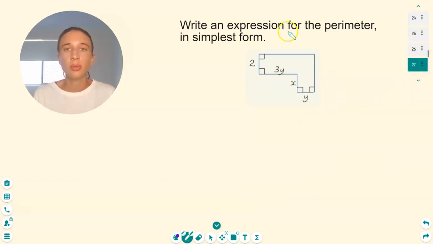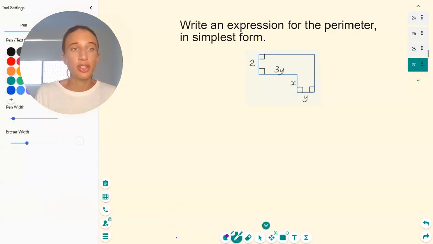And let's check out our next one. Write an expression for the perimeter in simplest form. Okay, so perimeter, I think, all right, I'm walking around the outside of a shape, adding up all the sides as I go. But notice that there are some sides that don't even have anything written on them. So we have to actually use reasoning to find what these sides are.